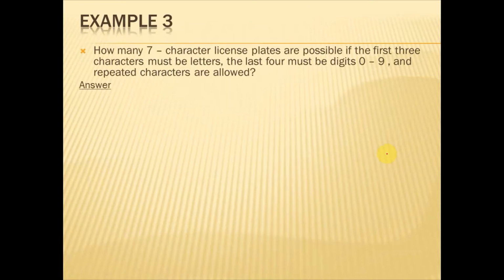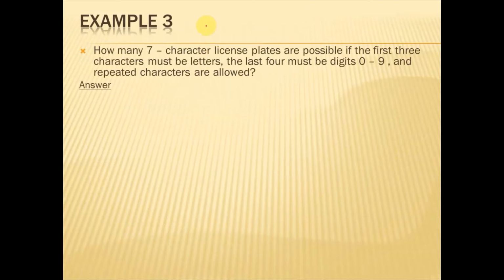And then another example. How many 7-character license plates are possible if the first 3 characters must be letters and the last 4 must be digits, which is from 0 to 9, and repeated characters are allowed?